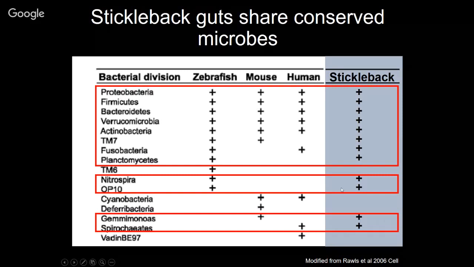Stickleback also have microbes that are present in zebrafish, mouse, and humans. And we also have some microbes that are present in stickleback that are found in zebrafish but not mouse and human. And we have some microbes that are present in stickleback and humans that were not found in zebrafish. So we think this is a gut microbial community that has members that are similar to both other animal models that have been used for human studies and similar to humans, just in which microbes are present.